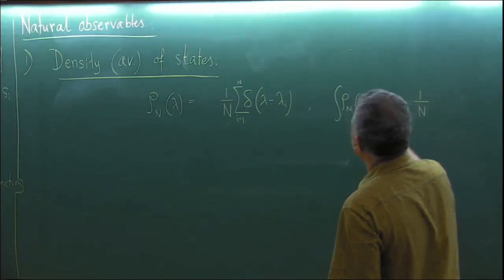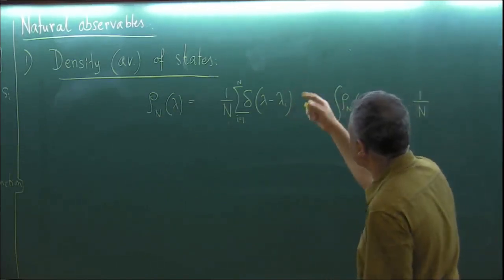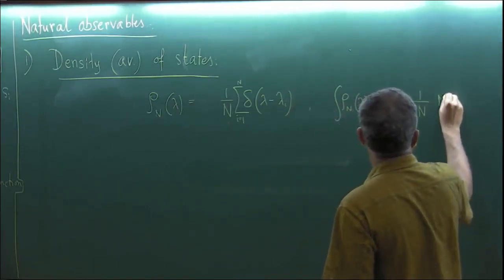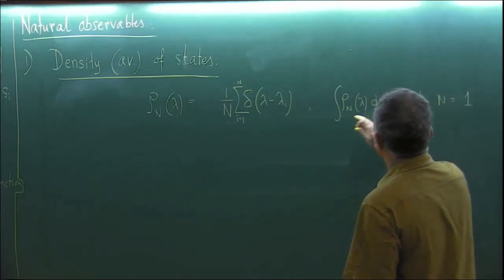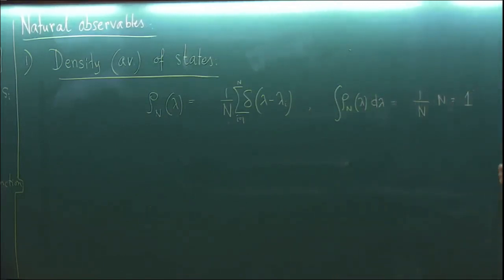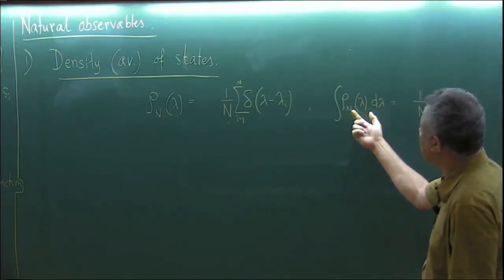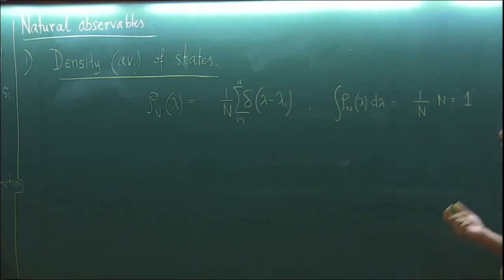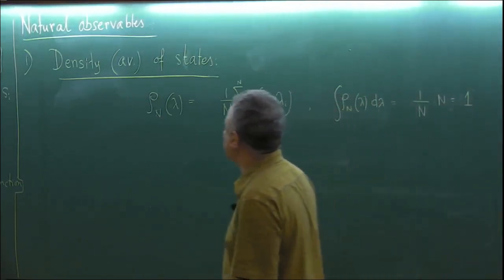1 over n, and delta function, each delta function gives 1. So therefore this is n, so this is 1, right? So you can interpret this as the sort of empirical density, the fraction of charges between lambda and lambda plus d lambda, right? What fraction of charges are staying in this interval lambda to lambda plus d lambda? So this is called the density of states.